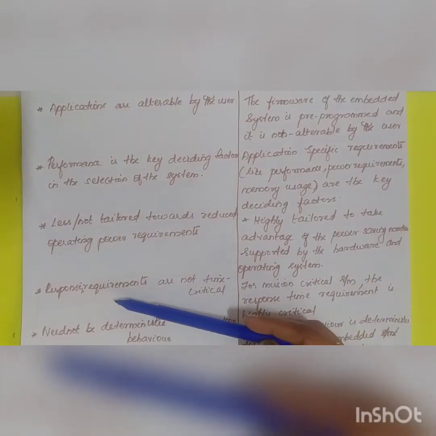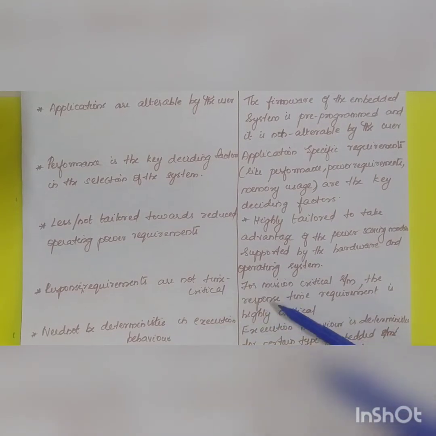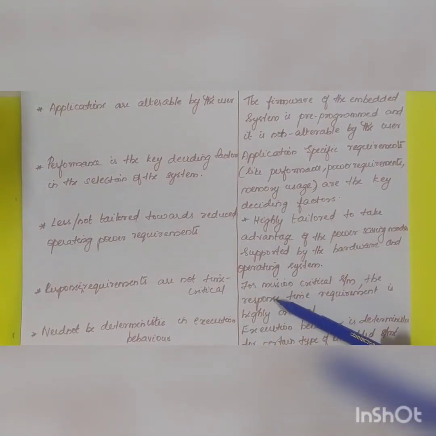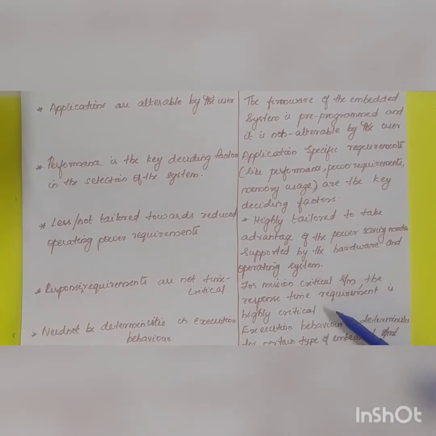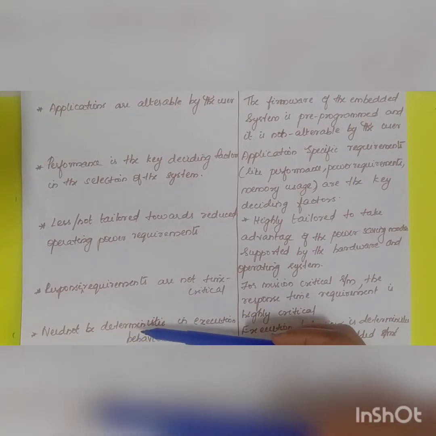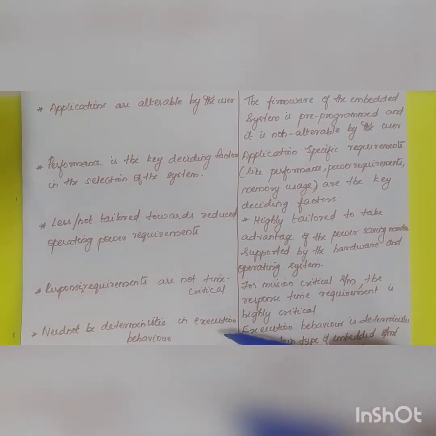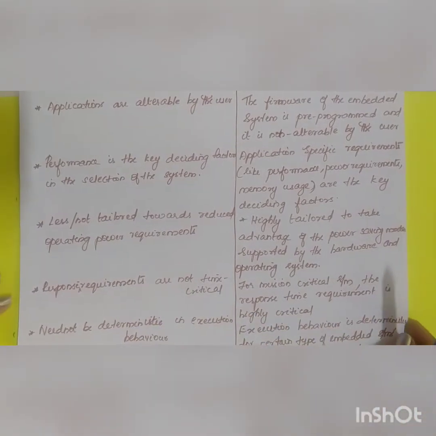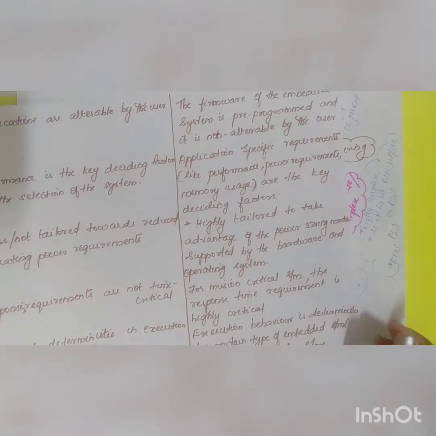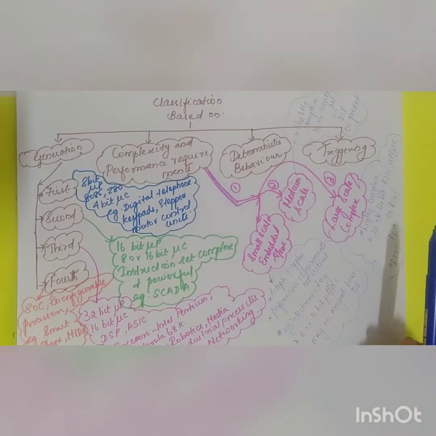Next one is the response requirements are not time critical, whereas in the case of an embedded system, in most cases it is time critical. For example, for a mission critical system, the response time requirement is highly critical. For example, if you use an inertial navigation system, it is very highly time critical. And the last one is it may not be deterministic in execution behavior, whereas it is deterministic for certain types of embedded systems, for example, the hard real time systems.